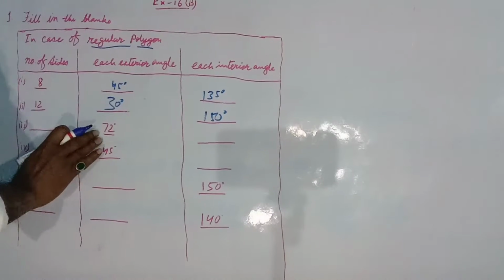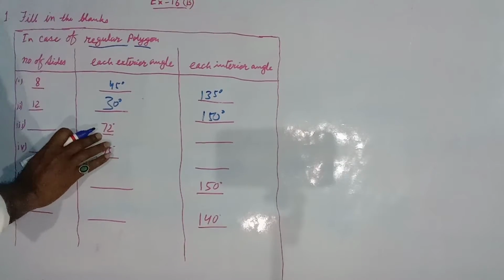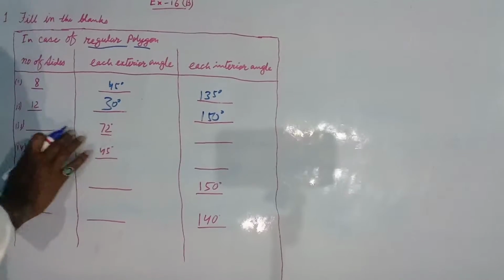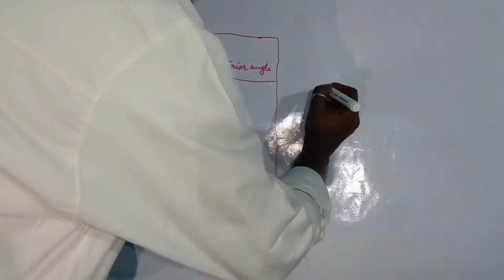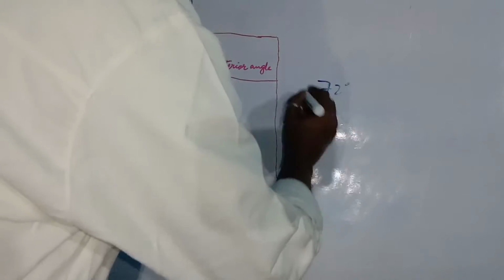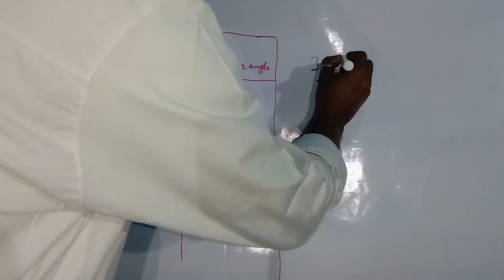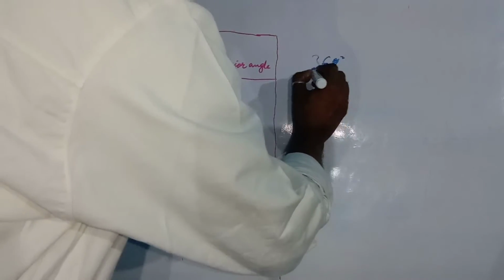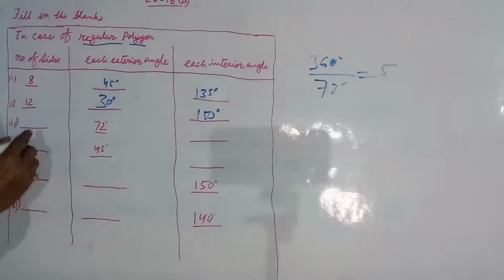Now we will do the third question, where each exterior angle is given as 72 degrees. We have to find the number of sides. As we know, the sum of exterior angles equals 360 degrees, so we divide 360 degrees by 72 degrees. Then we get 5, so the number of sides will be 5.